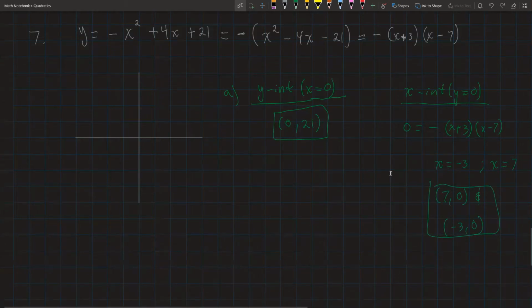Excellent. And next thing would be the vertex. Remember that the vertex occurs, maybe we want to know our line of symmetry first. Yeah, so let's start drawing some of those things that we know. And one of the x-intercepts is -3, 0. The other one is 7, 0. And the line of symmetry, because those points are symmetric to each other, happens right in the middle.